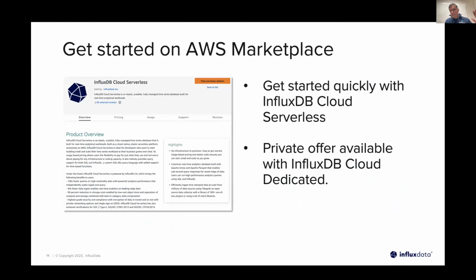How to get started: you can use Marketplace to sign up for serverless. But if you have a larger workload, you can also talk to us and we'll instantiate a cluster for you, and we can use a private offer to sign up for Cloud Dedicated. That is it. That's my content.